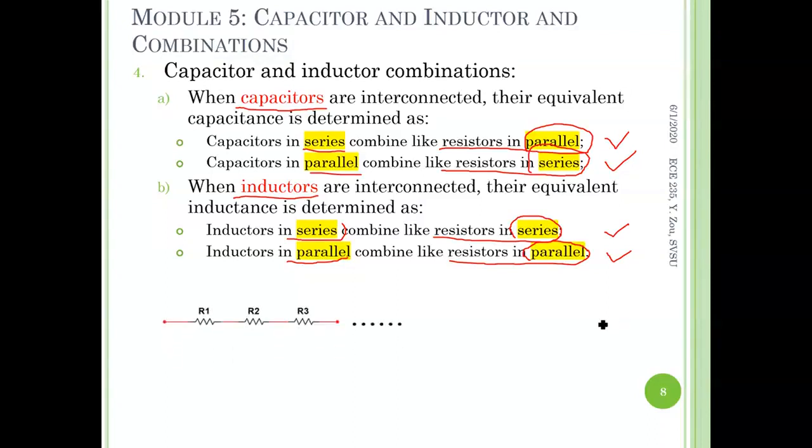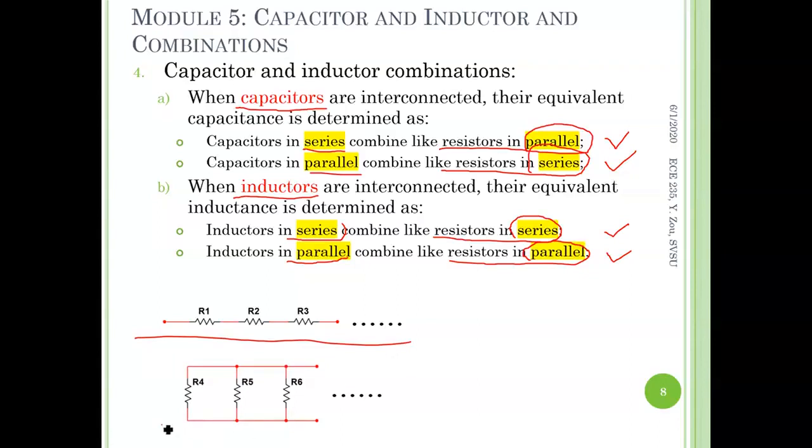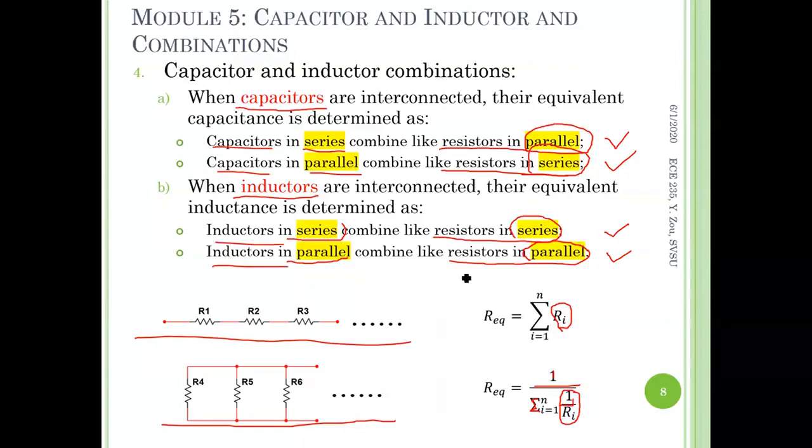For resistors, we have 2 ways to combine: series or parallel among a bunch of them. For series connected resistors, the total equivalent resistance just equals the sum of them all. For parallel resistors, the total equivalent resistance equals 1 over the sum of all of the reciprocals. And correspondingly, you know how to combine the capacitors and the inductors in up to 4 different ways.